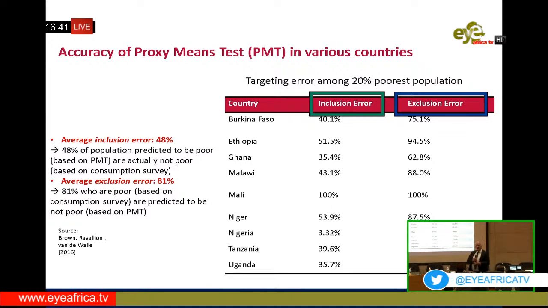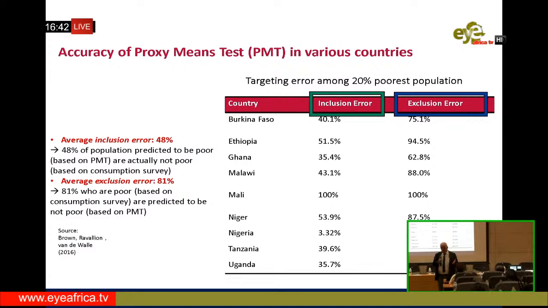My conclusion is, okay, we need targeting. There's no way around. It's one of our most difficult things in social protection. You cannot do without targeting. So I'm not arguing that we should not target. But we're very bad at it. We are not very good at it. Whatever complicated econometric techniques and so on that we use, we still make quite a lot of mistakes.